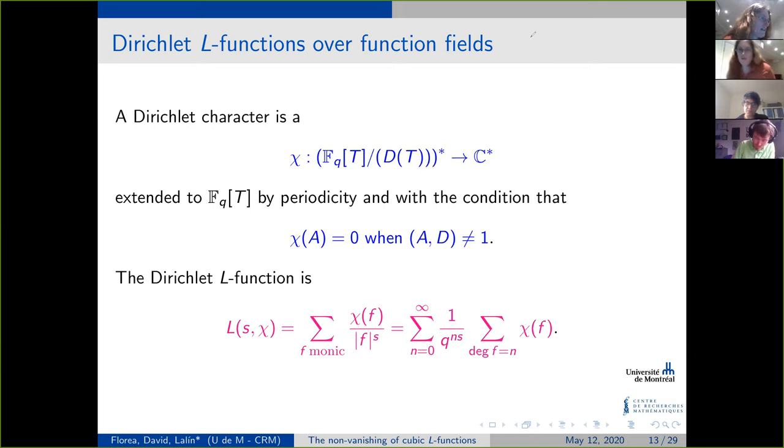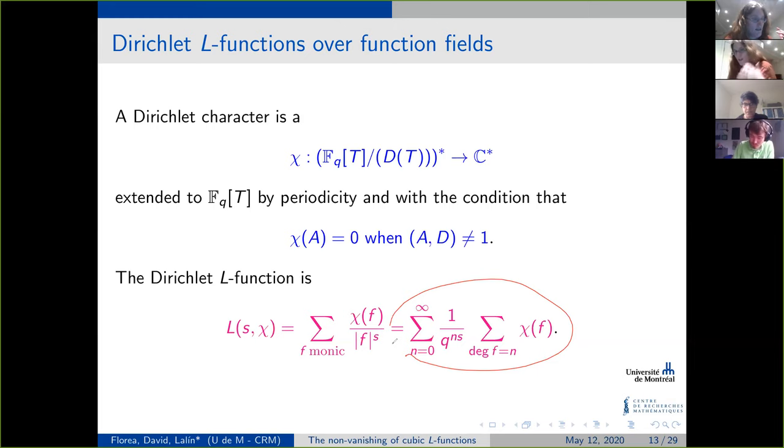We can now fit that into the coefficients of the Riemann zeta function and make a Dirichlet L-function. Here we can be smart and use a little bit of the trick that we were using before: let's count by degree of polynomial. When you do that, you end up with this side of the equation. It's the sum of n equals 0 to infinity of 1 over q to the ns, and the coefficient is a sum of the characters over all the polynomials that have degree n.